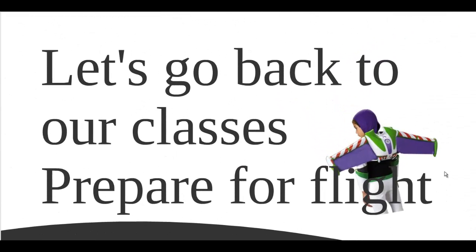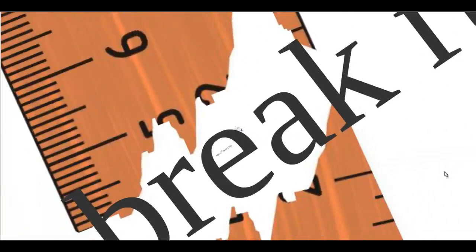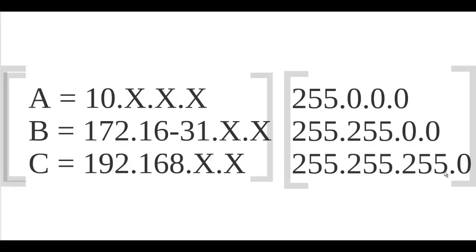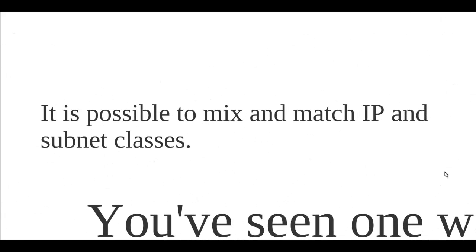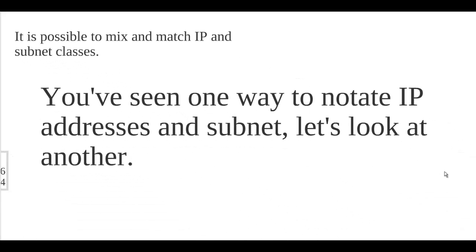So to understand this, we've got to go back to our classes of IP addresses. Prepare for flight across the awesomeness of this canvas. Class A, when used classfully, will have a subnet of 255.0.0.0. A Class B would have 255.255.0.0, and a Class C 255.255.255.0. But guess what? I can mix and match IPs and subnets. I don't always have to use them classfully, especially in a home network or a business LAN. As long as it's not on the internet, I can actually bend and break some of these rules. Well, I've seen one way to note IP addresses and subnets. Let's look at one more way.